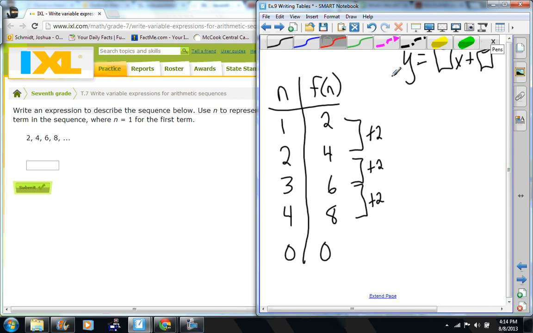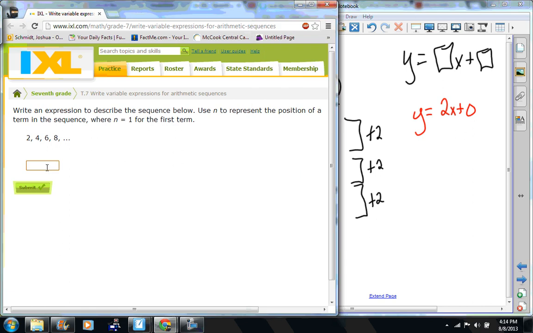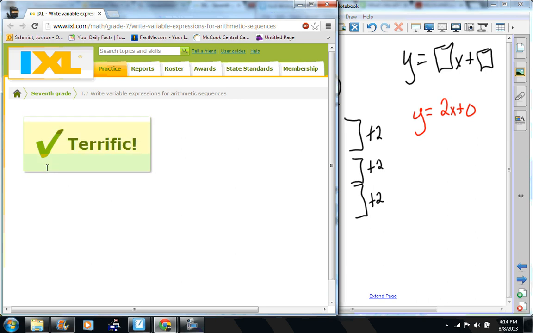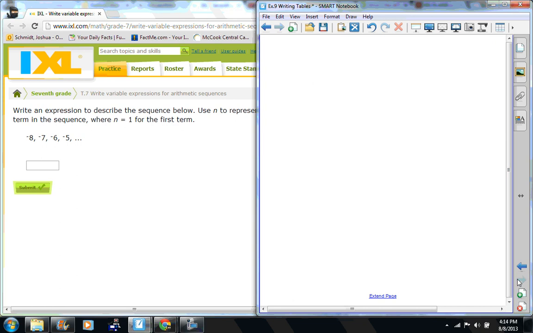So this will be y equals 2x plus 0. Now, if we're making it an expression like they want it represented this way, no y equals, they just want 2n, and you can go 2n plus 0, or you can just go 2n. I'm just going to type it in 2n, and there's our answer. Okay, and all of them will work out just like that.